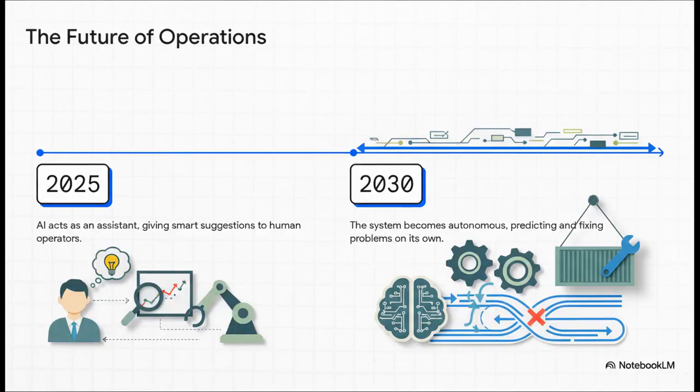And here's what that future is gonna look like. Right around now, AI is acting like a really helpful assistant, giving smart advice to the humans who are running the port. But in just a few more years, say by 2030, the port is going to be running itself. The AI will be able to predict traffic jams before they even happen and fix broken boxes before anyone even knows there was a problem.